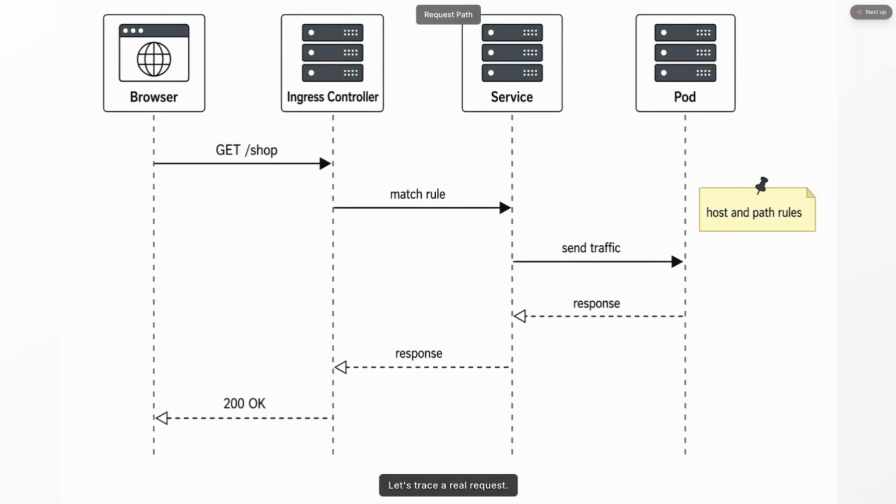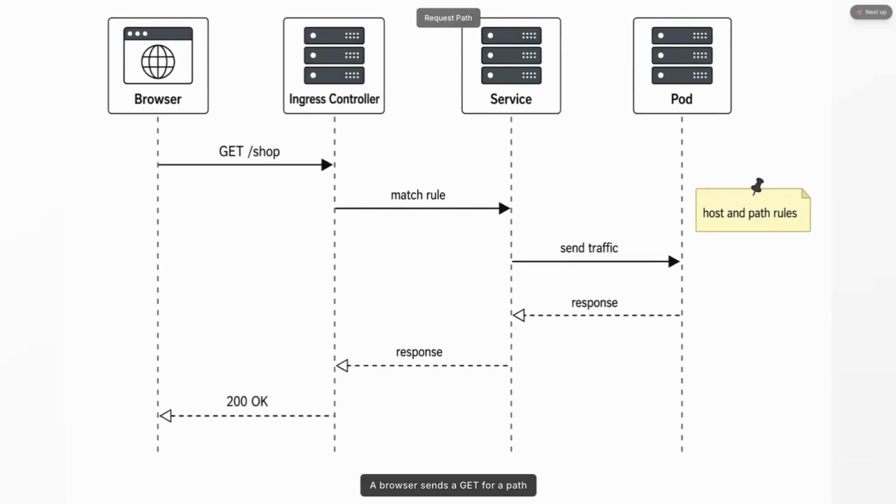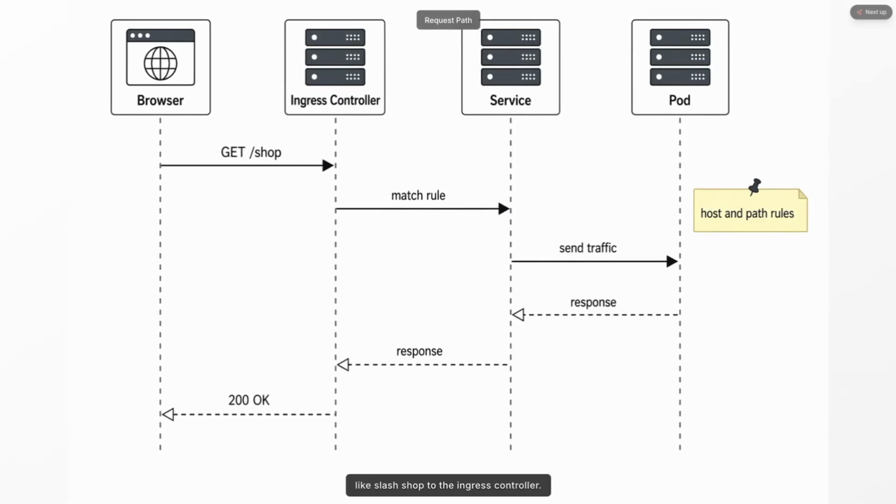Let's trace a real request. A browser sends a GET for a path like /shop to the Ingress controller. The controller checks the rule, forwards the request to a service, and then the service sends traffic to a pod. The response comes back the same way. The key part is that the controller applies the match rules first.